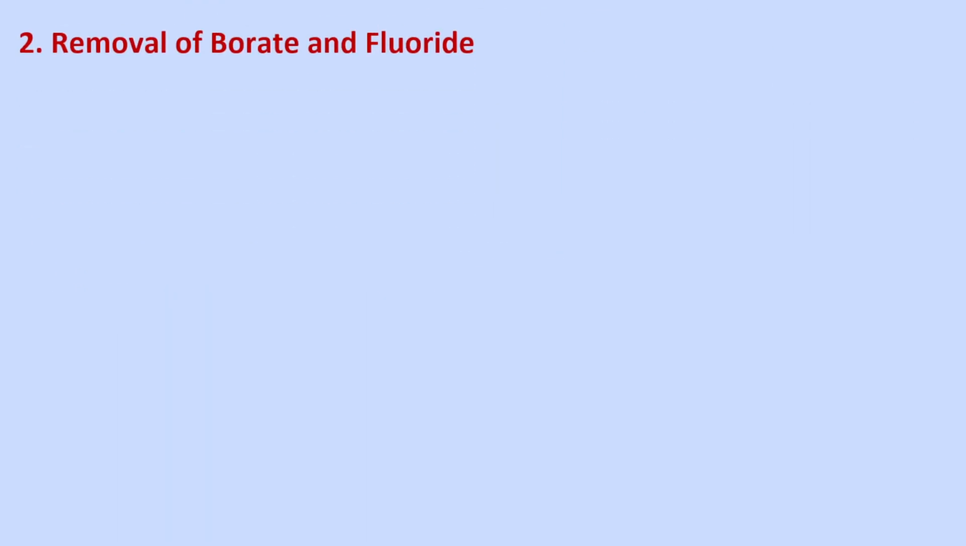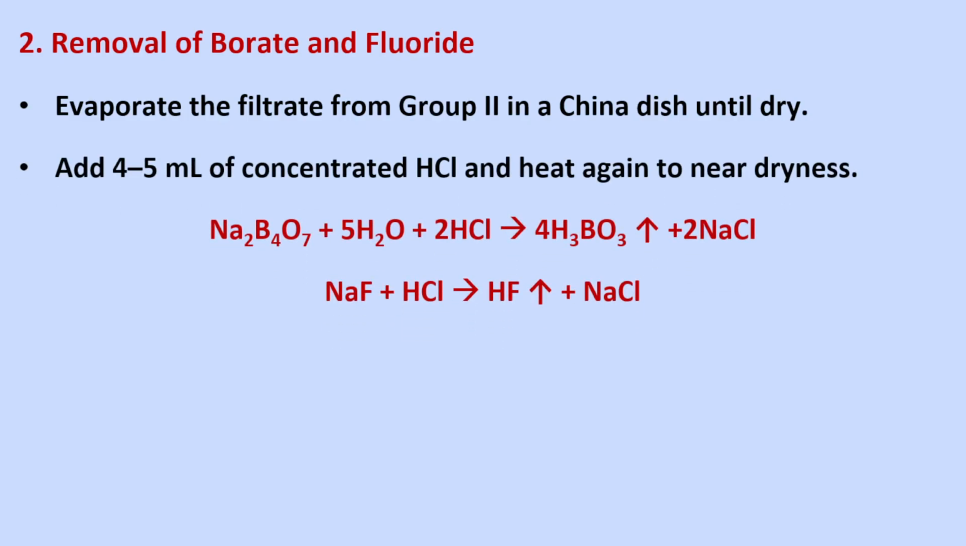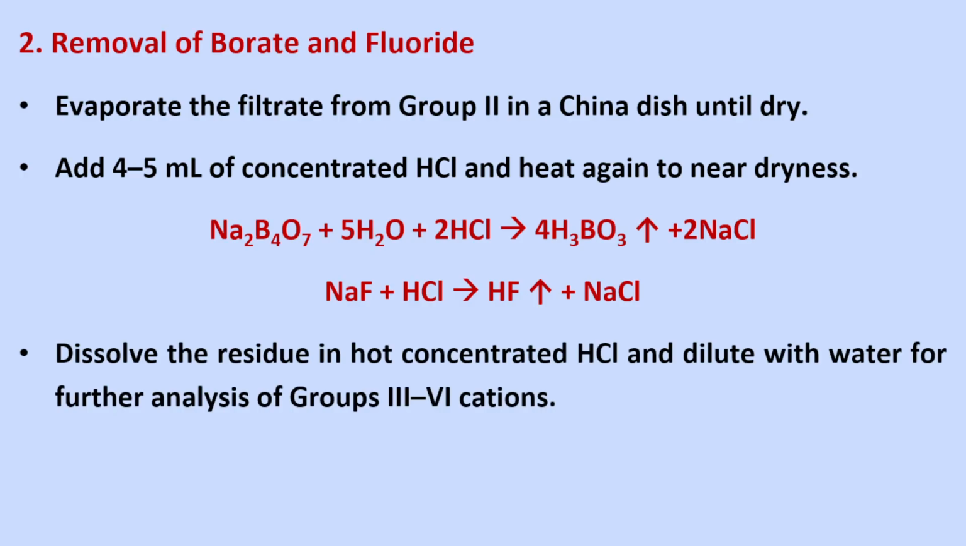Removal of borate and fluoride. To remove borate and fluoride, evaporate the filtrate from group 2 in a china dish until dry. Add 4 to 5 ml of concentrated HCl and heat again to near dryness. Dissolve the residue in concentrated HCl followed by dilution with water. This solution can be used for further analysis.